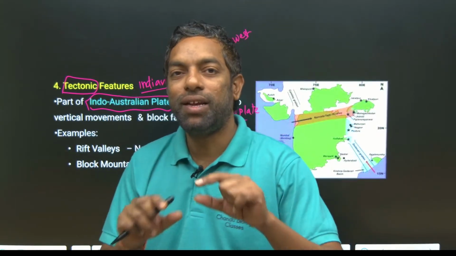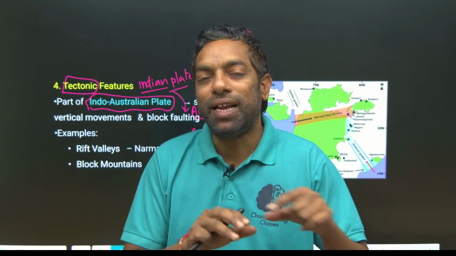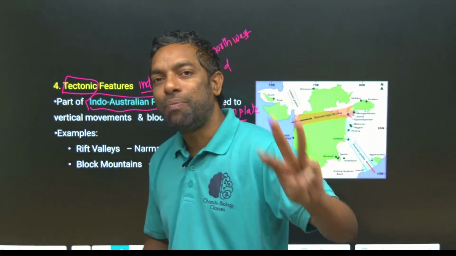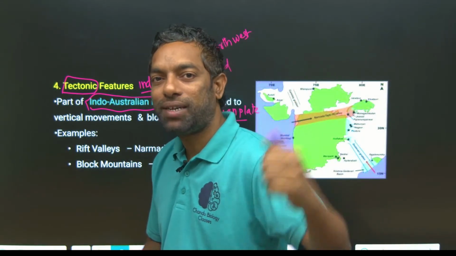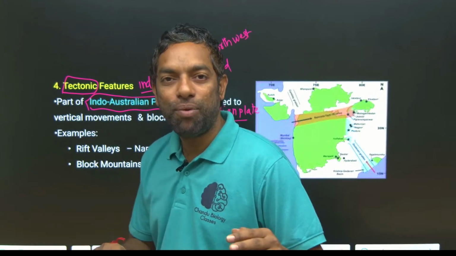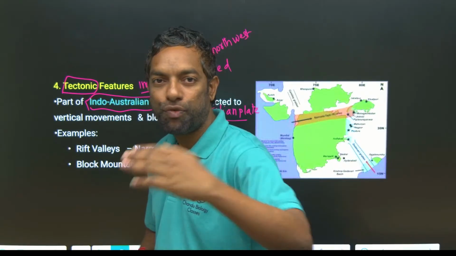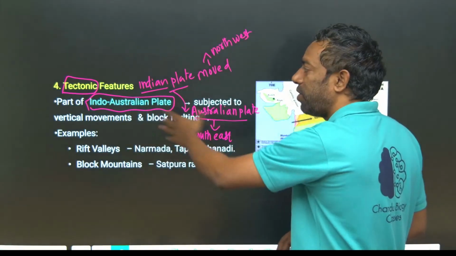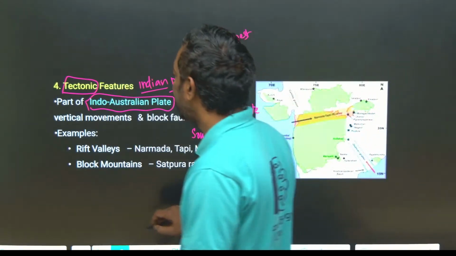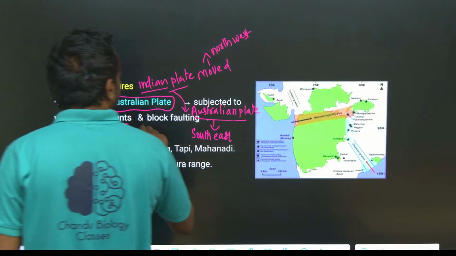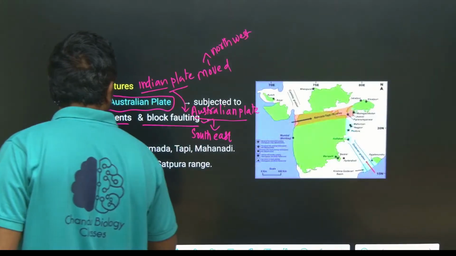I discussed that in the earth's crust, the plates are created by endogenic forces and they can move away. There are three types of movement: convergent, divergent, and transboundary. How the plates, minor or major, move by these forces I discussed in the previous class, and you have to watch it. In this class, as the plates of Australia and India move, vertical movement is created, that is block faulting. For example, a rift valley is created and block mountains are created.